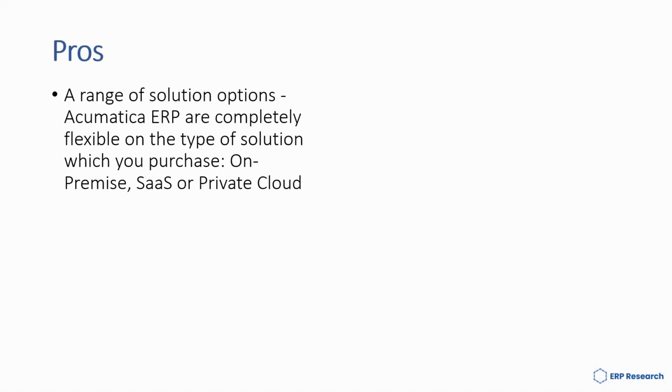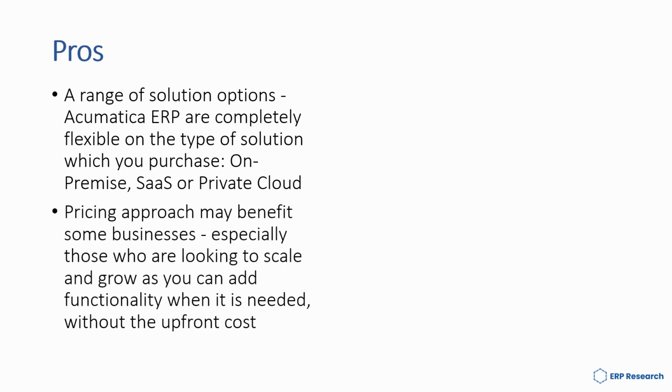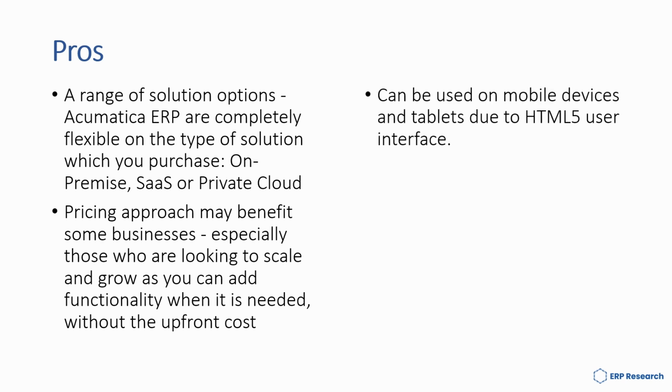Some of the pros of Acumatica are: it has a range of solution options. Acumatica ERP are completely flexible on the type of solution which you purchase, whether that be on-premises, software as a service, or private cloud. The pricing approach may benefit some businesses, especially those who are looking to scale and grow, as you can add functionality when it is needed without the upfront cost. It can be used on mobile devices and tablets.